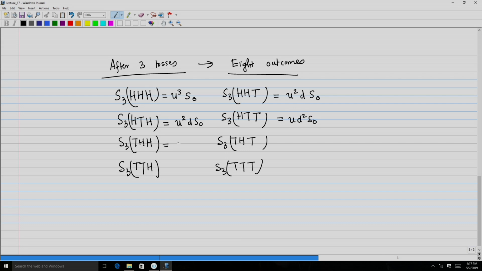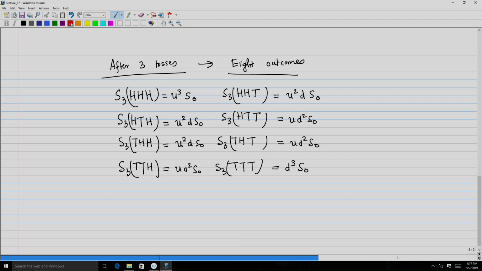In case of THH, again there are 2 heads, so it is going to be u square d S naught. For THT, it is 1 head, so I get a u and 2 tails, so I get u d square into S naught. For 2 tails and 1 head, I will again get u d square S naught, and in the case of all tails, I will basically get d cube S naught.